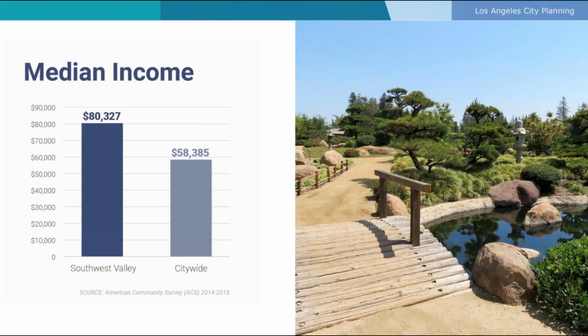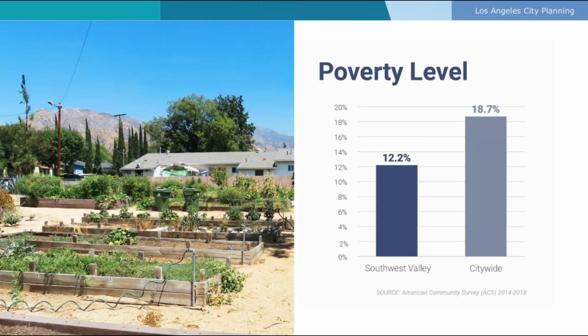At just over 80,000, median income in the Southwest Valley is about 38% higher when compared to the city as a whole, which has a median income of just over 58,000. And correspondingly, the Southwest Valley has a lower poverty rate at 12.2% than the city as a whole at 18.7%.